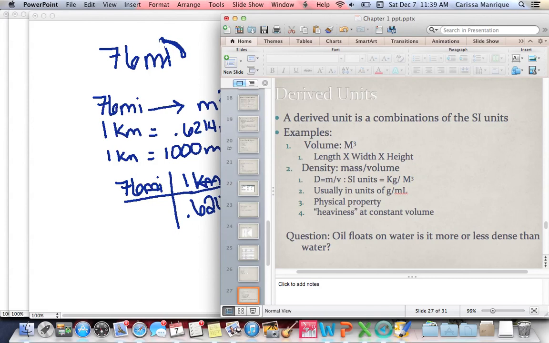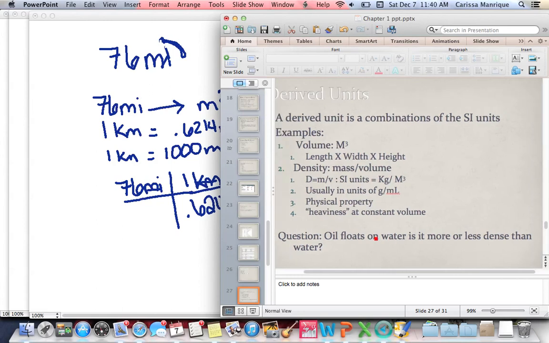You can't change the density of a substance. It doesn't matter what volume you have or what mass you have. The density is always the same. Okay, it's sort of the heaviness at a constant volume. Okay, how heavy something is. So let's think about this: oil and water. Oil floats on water, right? Okay, so that means oil is less dense. So if you want, it weighs less per volume, so it floats. That means water is more dense, so it's at the bottom.